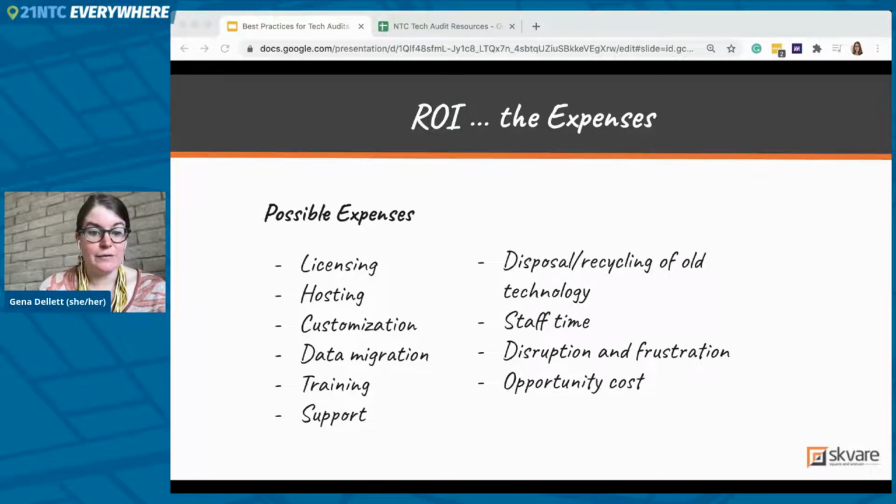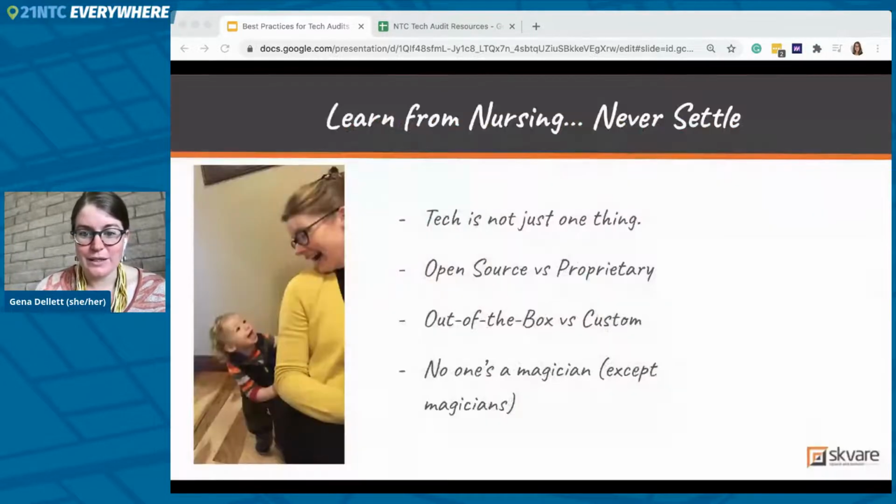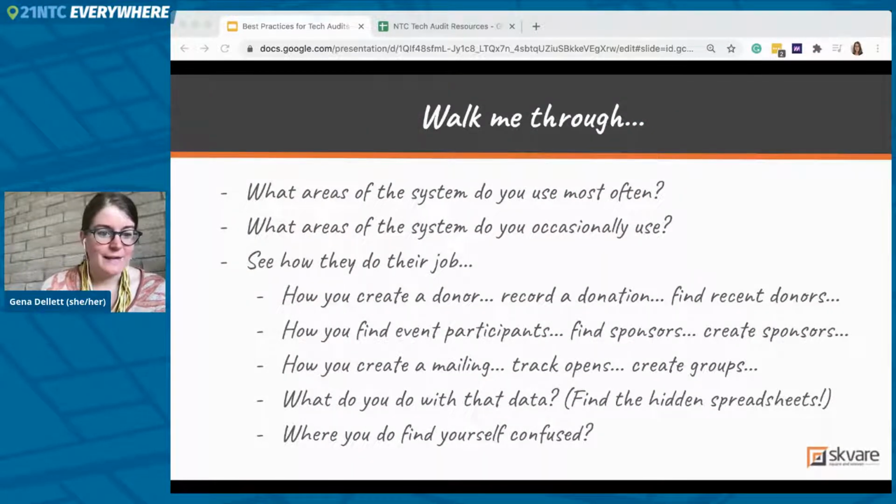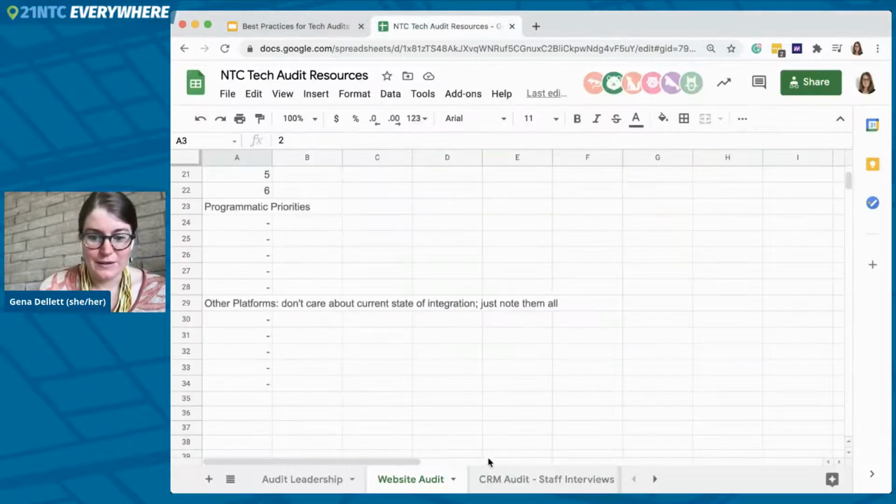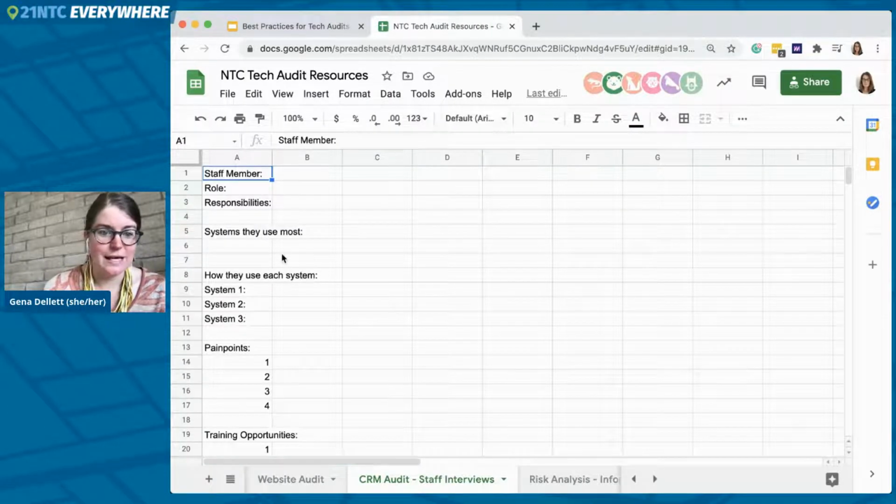Other expenses: if you are making a change, then there's going to be data migration, and you probably have a lot of places that data is living. And this is where I like to think about the hidden spreadsheets, which I think is so valuable when you're asking questions. If I go here in the CRM audit, thinking of staff interviews, this is sort of a template that you can use of who are you talking with? What's their role?